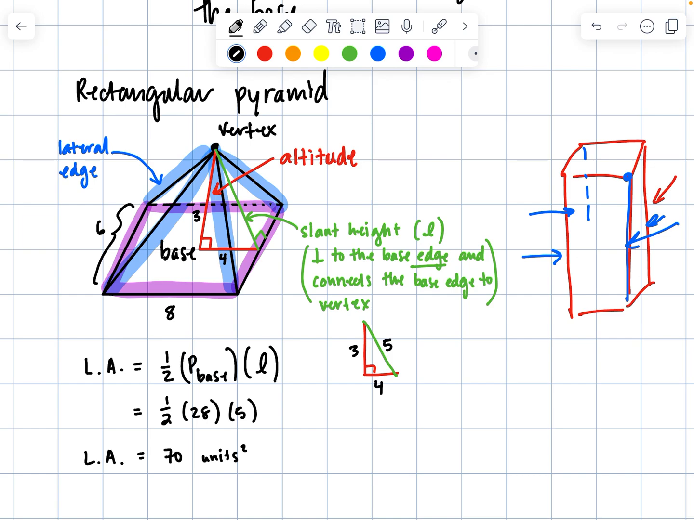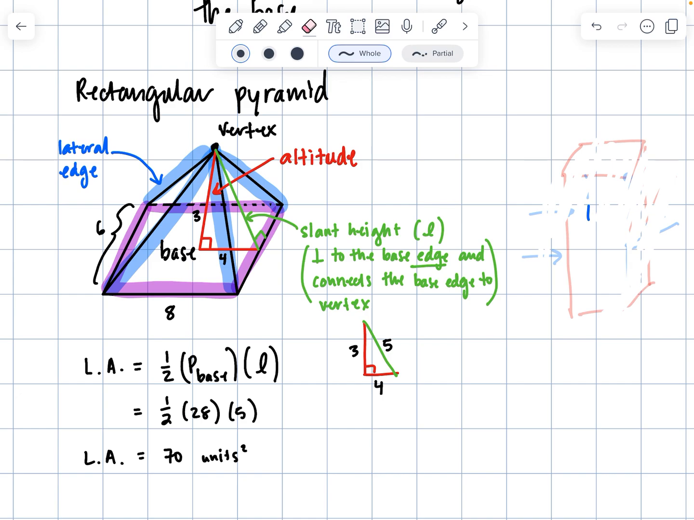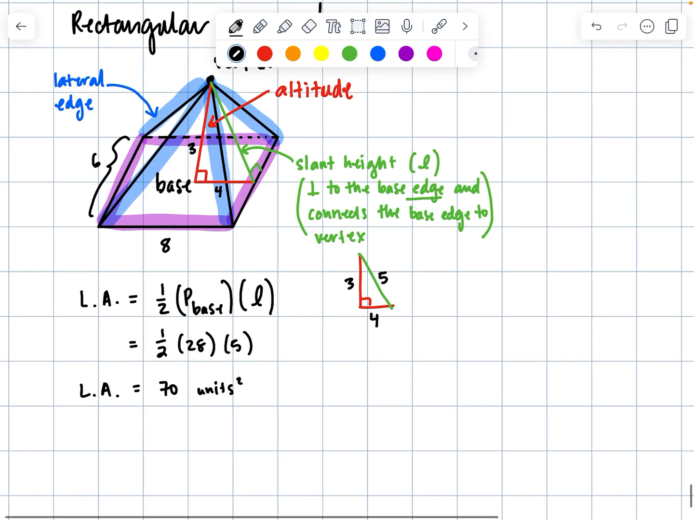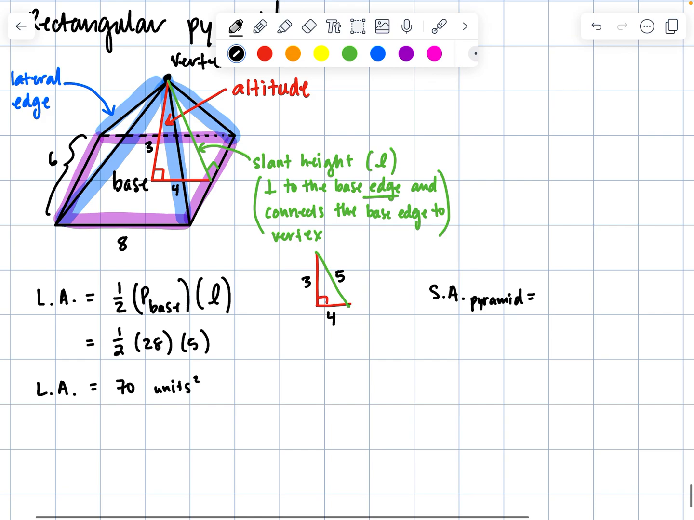We know the pyramid has not 2 bases, but 1 base. So that's, like I said, the key difference between a rectangular, or any prism, or cylinder for that matter, and a pyramid, or even a cone. There's only 1 base. So this time around, total area or surface area of a pyramid is going to be equal to lateral area plus the base. Just 1 base this time.